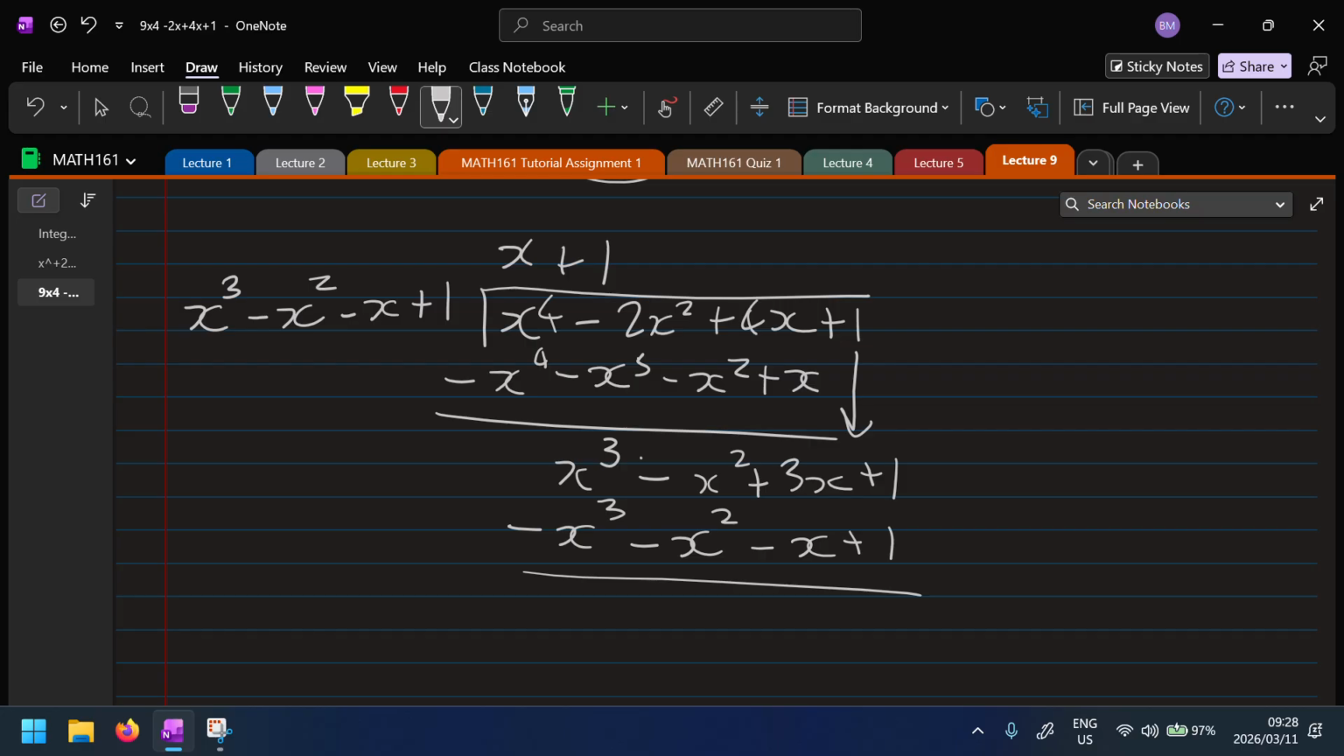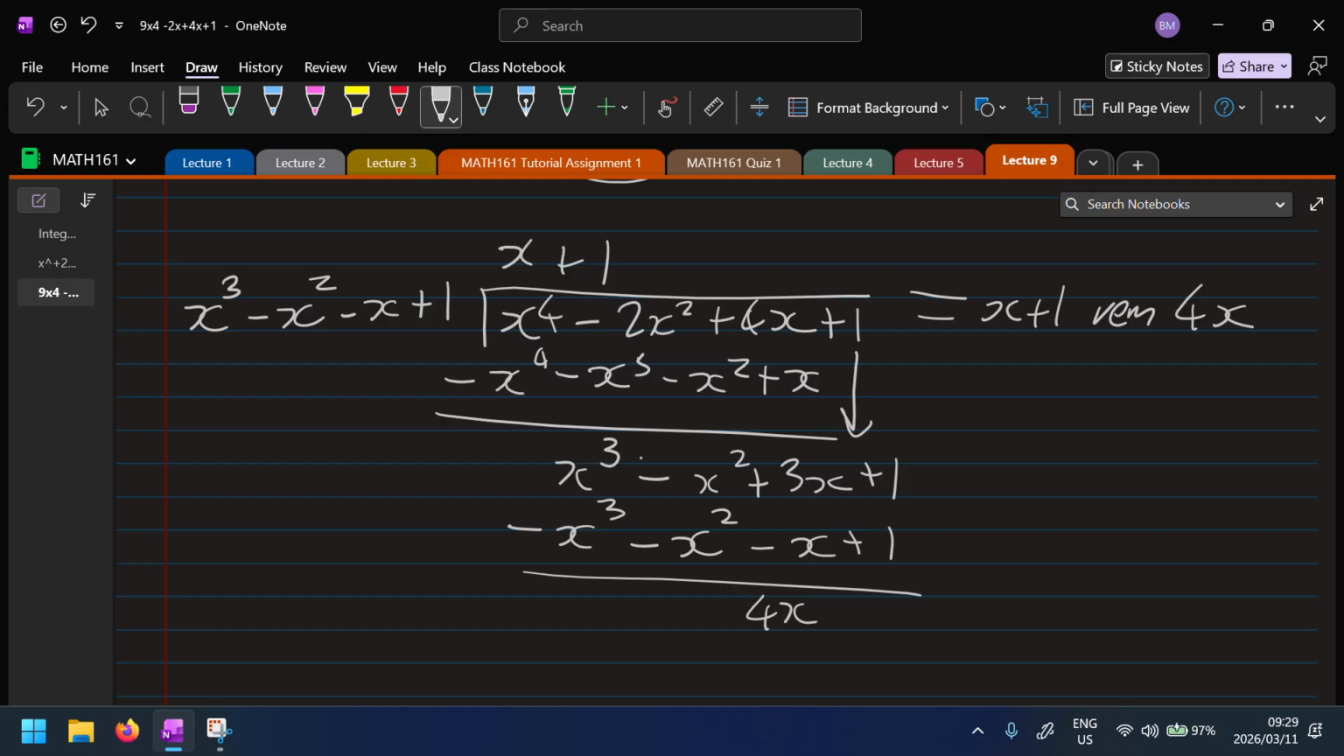So x cubed minus x cubed, that goes away. Minus x squared minus x squared, that goes away. 3x minus x, so that will be 4x. And 1 minus 1, that goes away. So we're done. So what would you tell your teacher? It would be x plus 1, remainder 4x. So here you would write the answer as x plus 1, remainder 4x. Okay. So that's what you would write down.